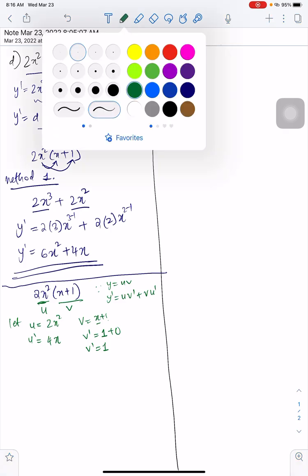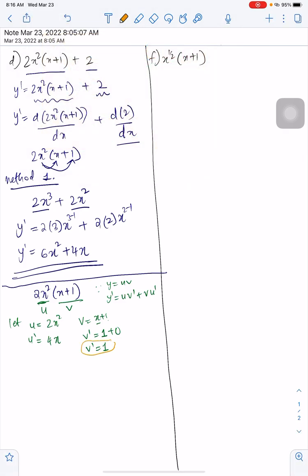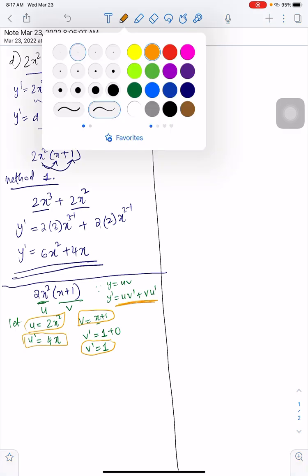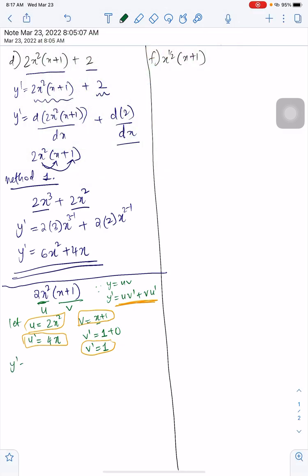Now what you need is v dash, v, u, and u dash. I'm also putting in the formula. So now y dash is equal to the value of u, 2x squared, times the value of v dash, 1, plus the value of v, x plus 1, times u dash, 4x. So now you just simplify. So 2x squared plus 4x squared, and 4 into 4x into 1 is 4x.